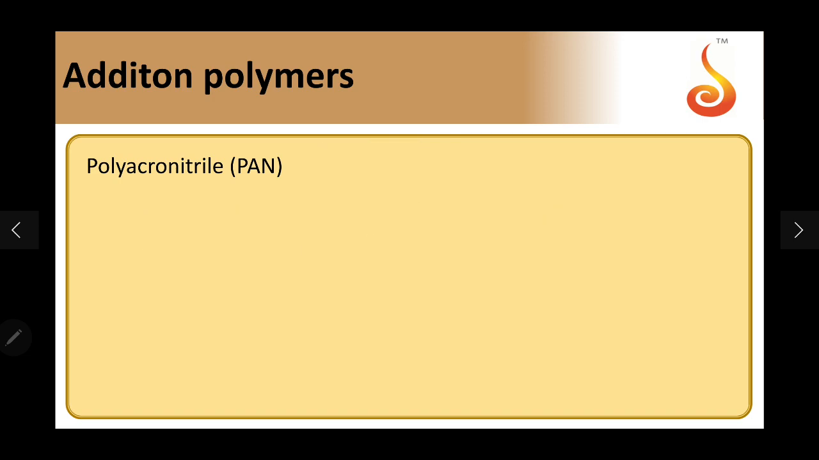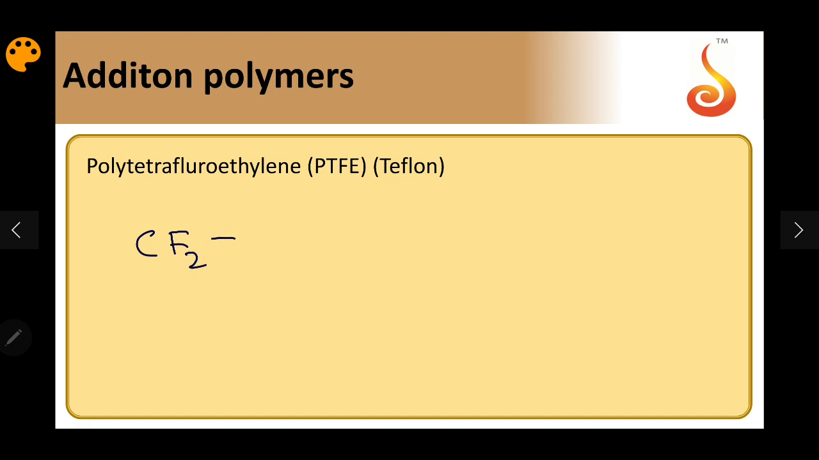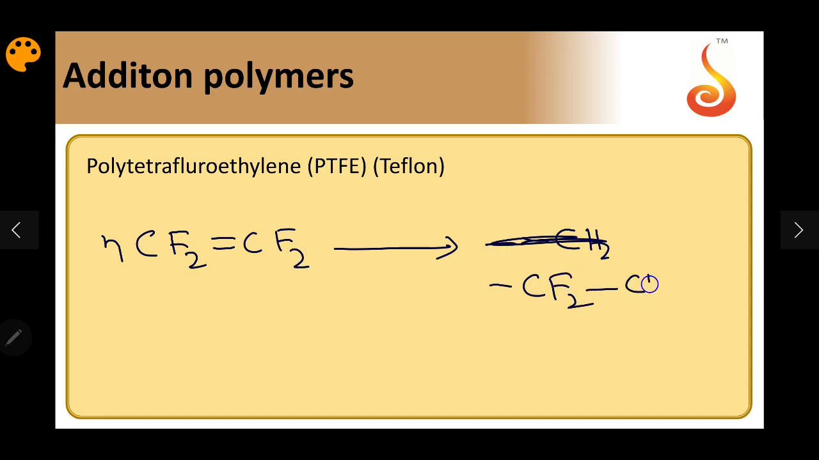Next one, PTFE, polytetrafluoroethene. This is simple CF2=CF2, tetrafluoroethene, polymerized to get (CF2-CF2)n. So PTFE or Teflon is used mainly in non-stick cookware materials. Non-stick coating will be the purpose of using this.